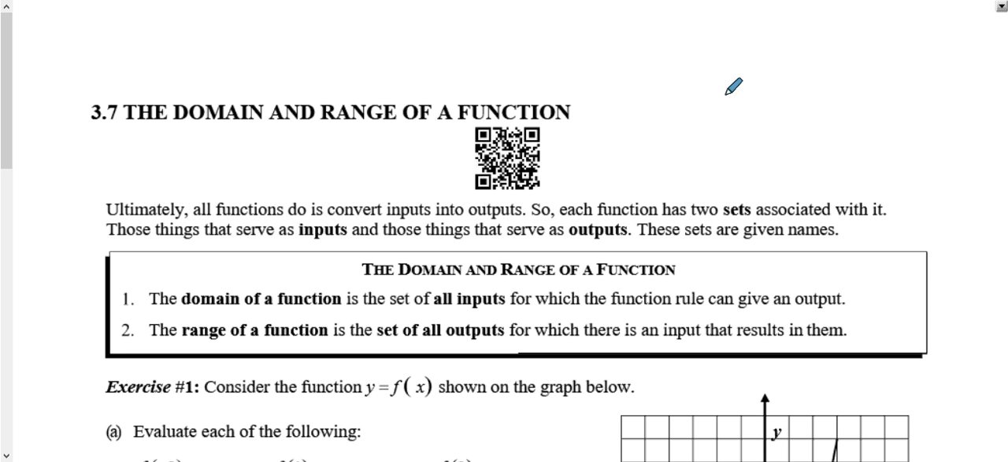Domain and range. Have you heard the terms domain and range for the function? No. Okay. No, it's not too hard.